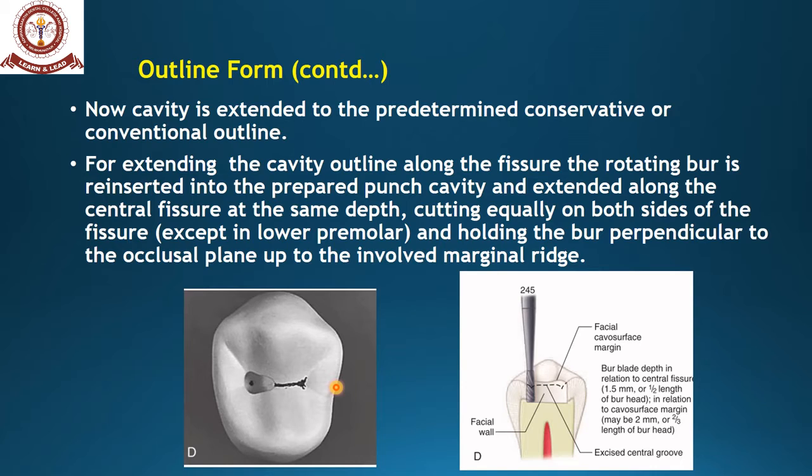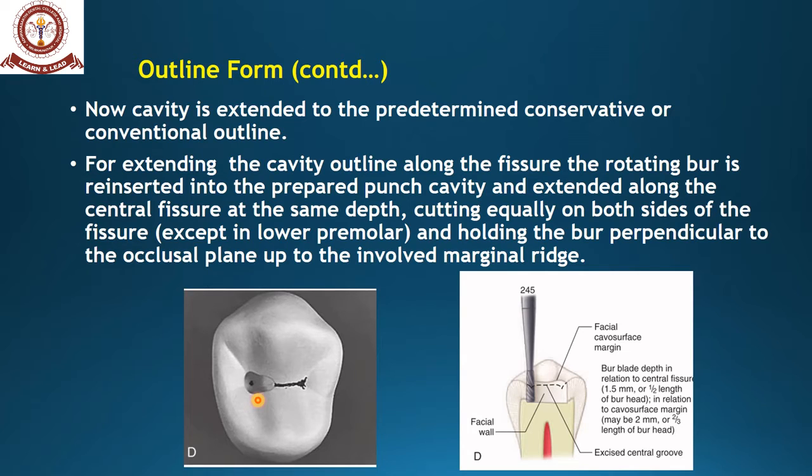Always the burr should be positioned perpendicular to the occlusal plane. That is very important, and you have to move through the fissure to create a smooth margin, both facial and lingual. You have to follow a curve from the punch cavity you have created.